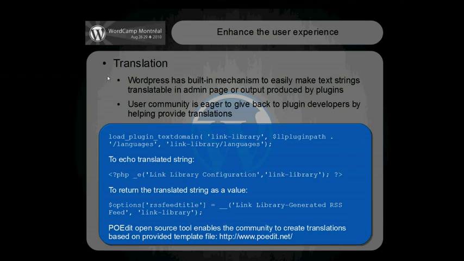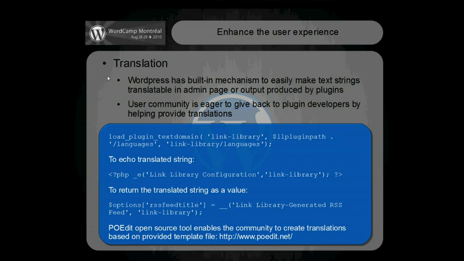So the way to work with translation, there's actually a few different things to be done in terms of the plugin development, is first of all to load what's called a text domain. So what you specify here is a name for a text domain and then a path to where your language files are going to be located.